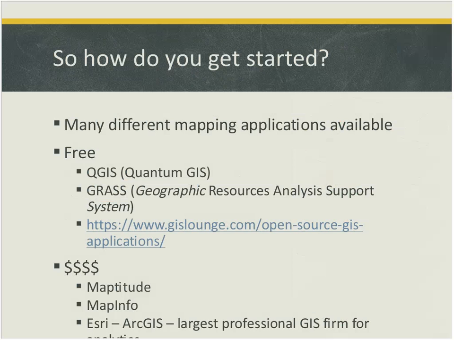In addition, of course, there are many GIS packages that cost money. Maptitude, MapInfo, and Esri have all been around for a very long time. Esri is probably the largest professional GIS firm, and it certainly has the lion's share of the market in federal government, state government, local government, and in universities.